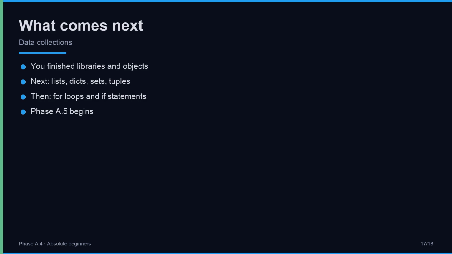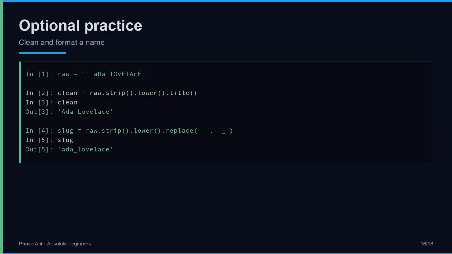Phase A.5 next. If you want a final practice, clean a messy name. Space aDA lOVELACE space, strip, lower, title gives Ada Lovelace. Same input, strip, lower, replace space with underscore gives ada underscore lovelace, a URL friendly slug. 2 different outputs from the same raw input, just by chaining different methods. When you can do this from memory, you are fluent with strings.